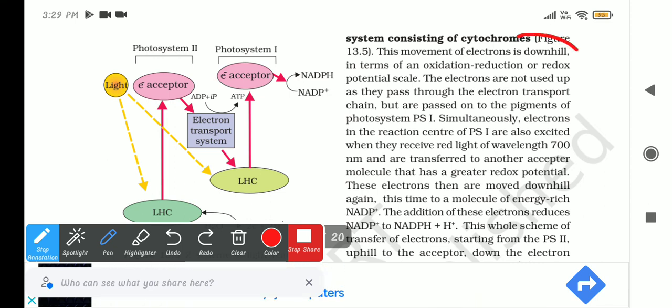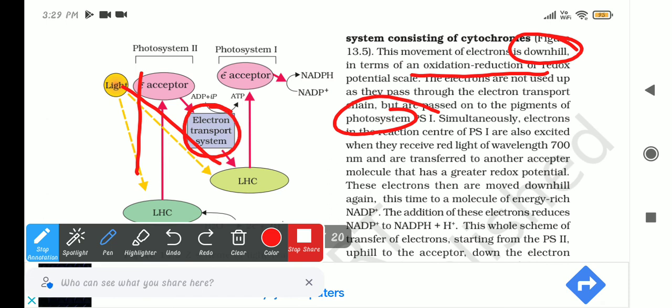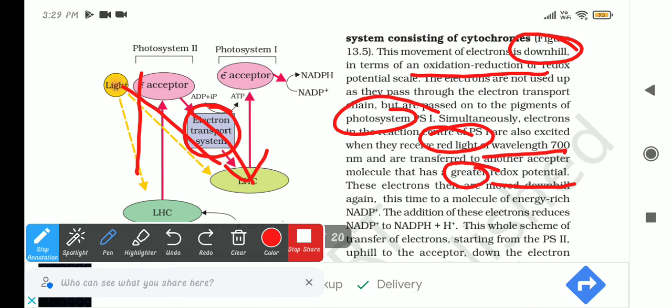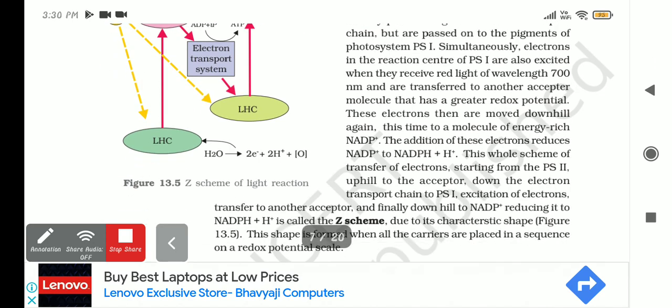The movement is downhill because it is falling. In terms of the redox potential scale, the electrons are not used up as they pass through the electron transport chain, but are passed on to the pigments of PS1. From the ETS it falls to the PS1 LHC, and PS1 also gets excited and receives red light of wavelength 700 nanometers, and the electrons are transferred to another acceptor which has a greater redox potential. These electrons are moved downhill again, and so the process continues.